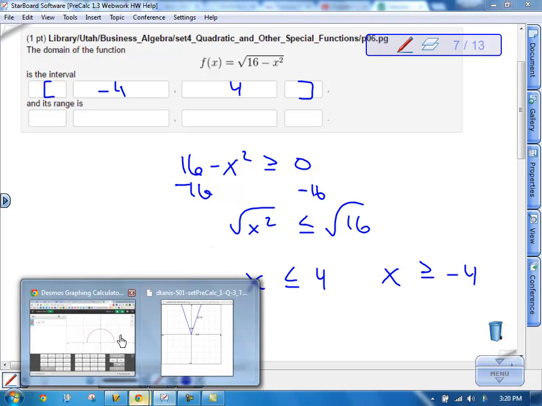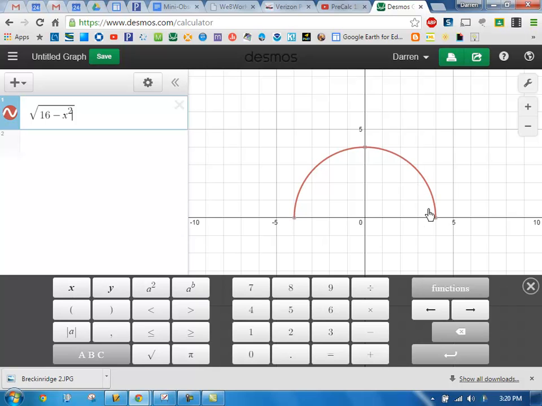So then the range, it helps to take a look at the graph of this as well. If you graph this on decimals, you'll see this right here, which makes sense, -4 to 4. And then it goes up to 4. So the range is from 0 to 4.